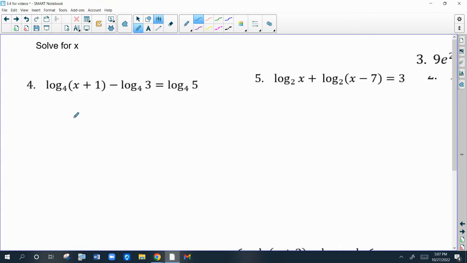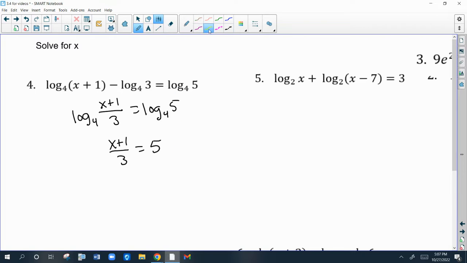So to condense these, you'd make it log base 4 of x plus 1 divided by 3. And this equals log base 4 of 5. So now when you have a log equaling a log, a single log after condensing it equals a single log, you can just set whatever you're taking the log of equal to whatever you're taking the log of over here.